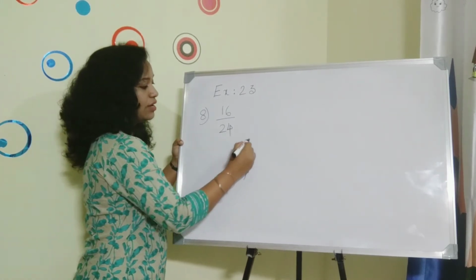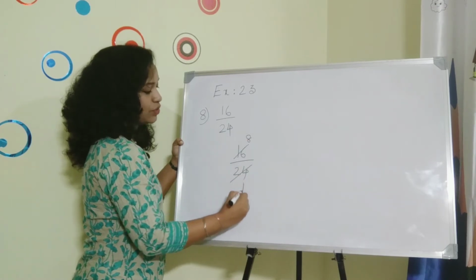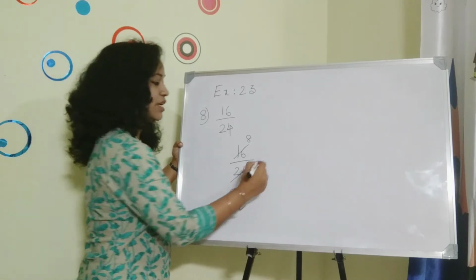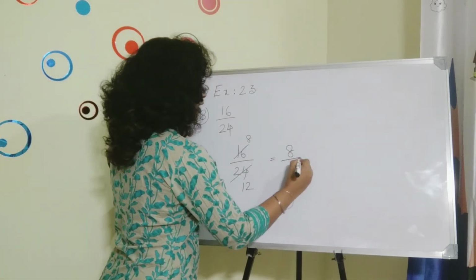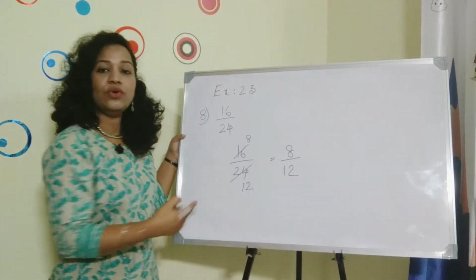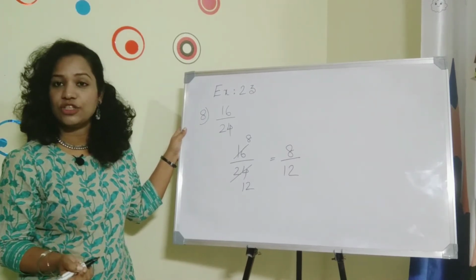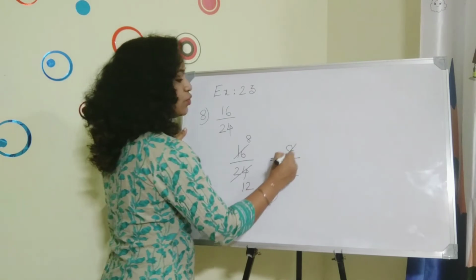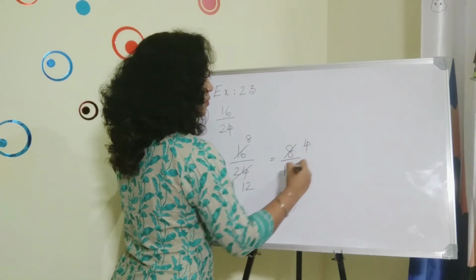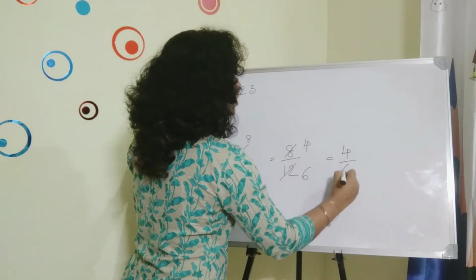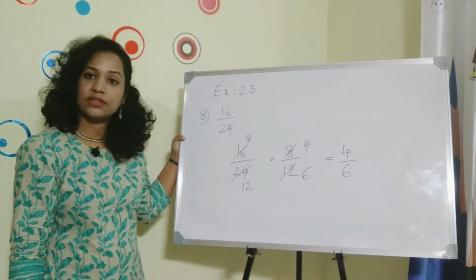So we'll get here 8 and here 12. So we got a new fraction here, which is 8 by 12. Do we have any common factor here? 8 and 12? Yes, again 2 is a common factor here. So this we can make it 4 and 6. So we got another fraction here, 4 by 6.